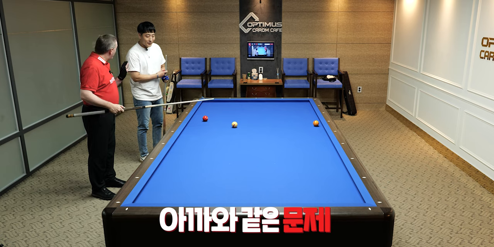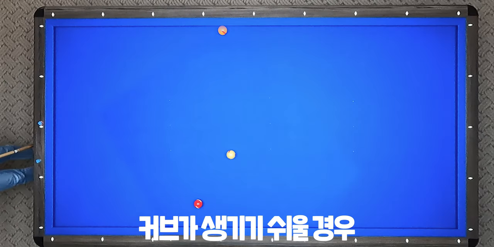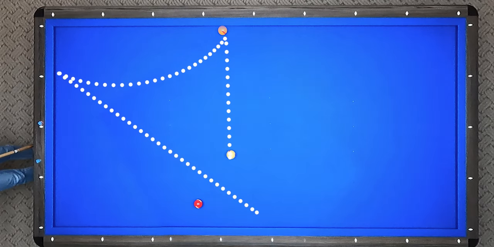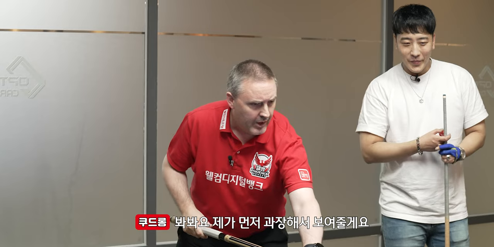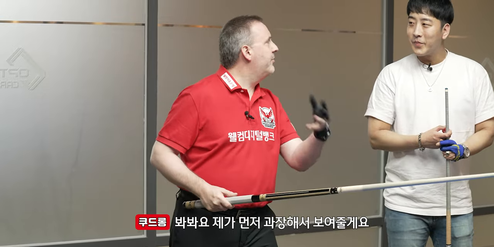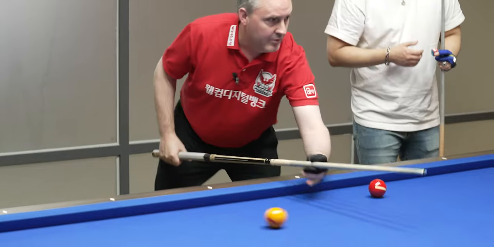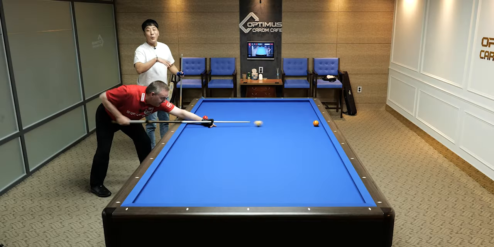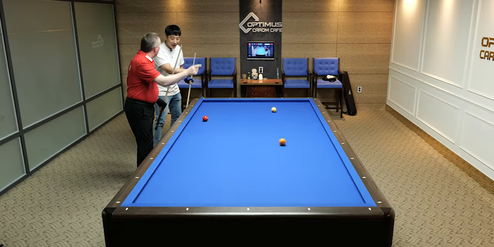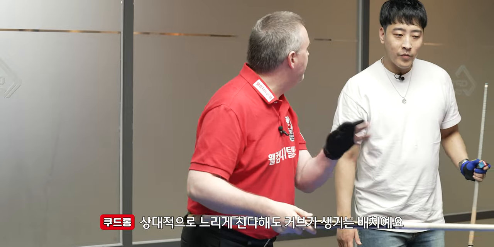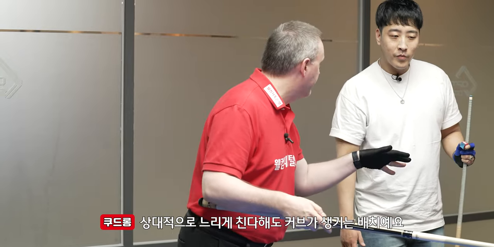Same problem. A lot of ball, one curve. Two cushion. Okay. Look. I show you, I make too much for showing like this. Big curve, okay? This is a slippery table. If you play a lot of ball and even relatively slow, there is a curve.